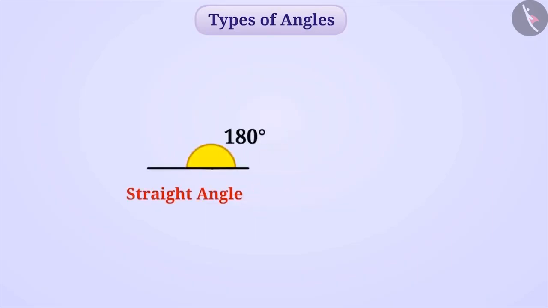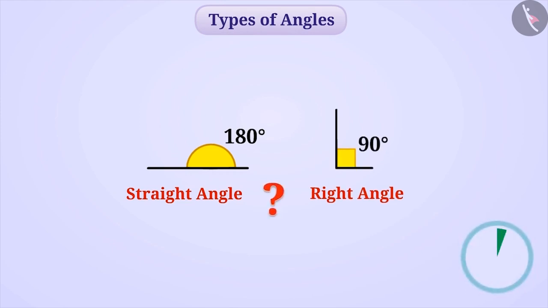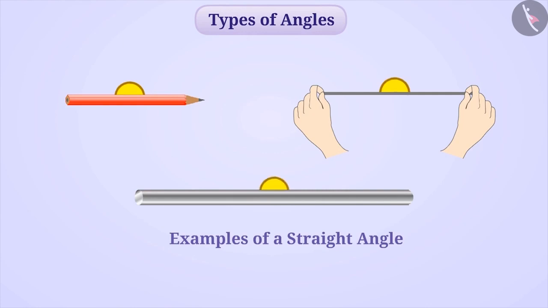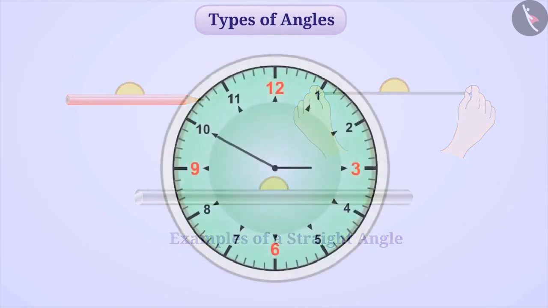Can we establish a connection between straight angle and right angle? Try. You're absolutely correct. One straight angle is double that of a right angle. We see a straight angle in many situations. Some situations are like this.